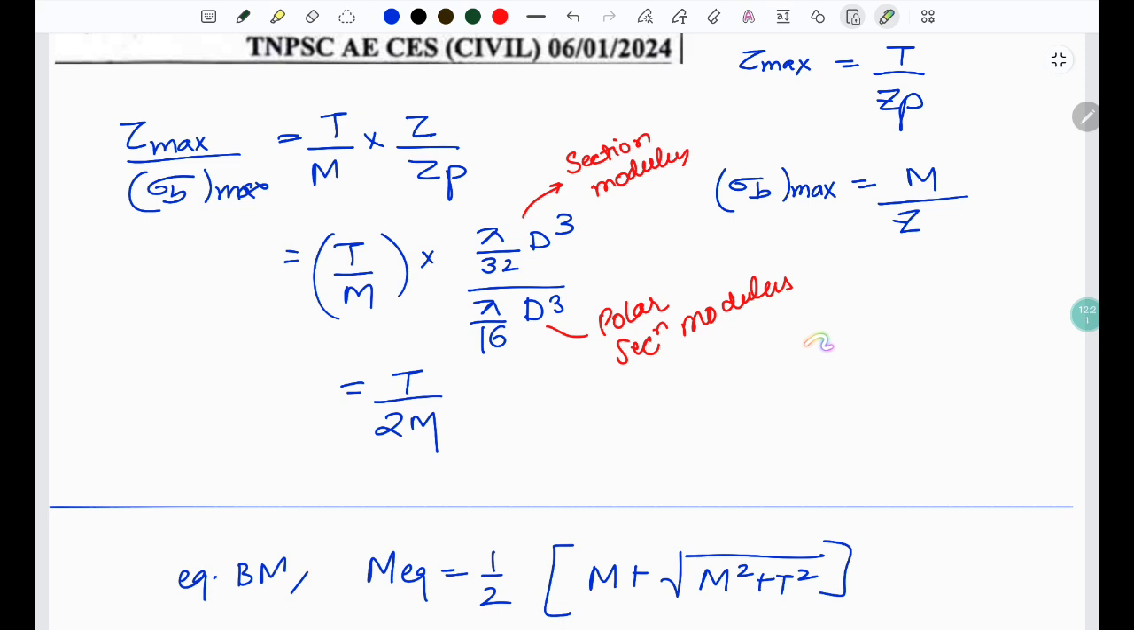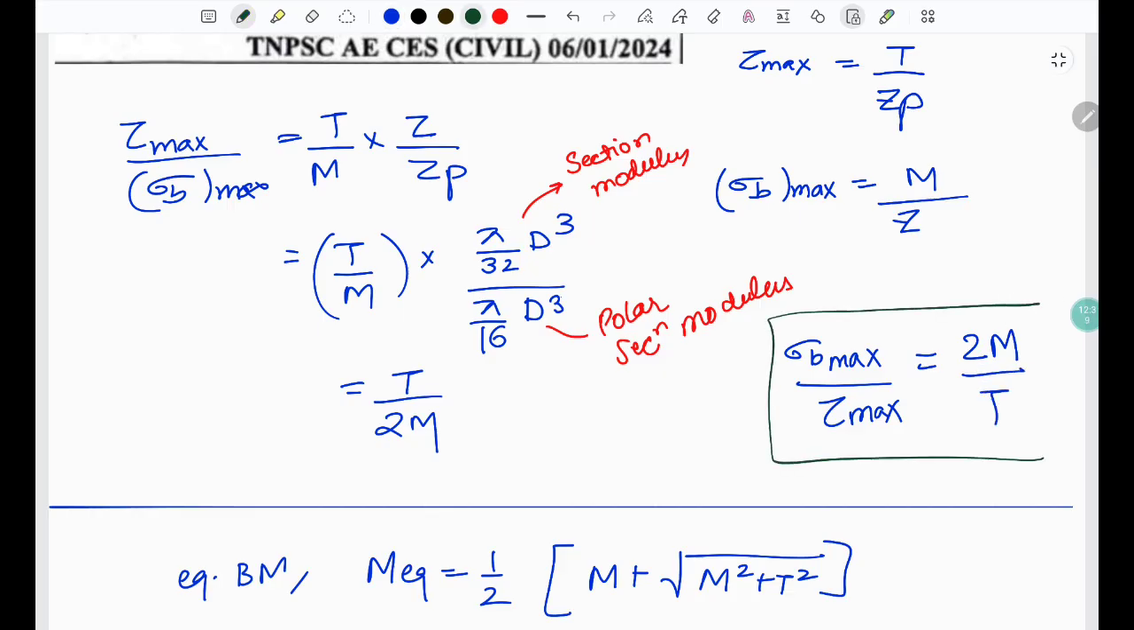And very often we also get the inverse, that is sigma b max over tau max. I may write it as sigma b max over tau max in combined stresses, which can also be written as 2M by T. Some numericals can utilize this relation, or ultimately you can remember one. This is an important result.